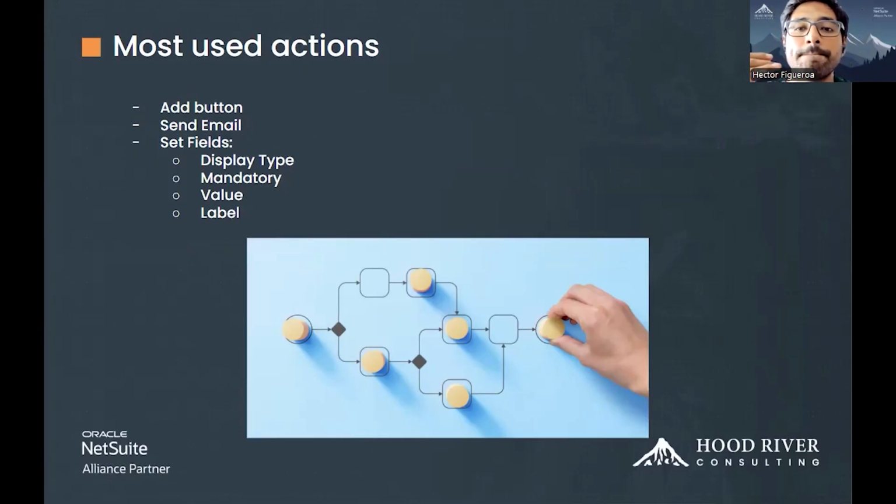The most used actions in NetSuite are add button, send email, set fields, and set fields are segregated into display type, mandatory, value, and label. So I will be teaching an example of each one, and we can set them all depending on the events that NetSuite has. NetSuite has a few events, for example, before the record submit, after the record submit, before record loads, at entry, after field sourcing, and a few more. These events all happen while the user is interfacing with NetSuite, so those are the events.